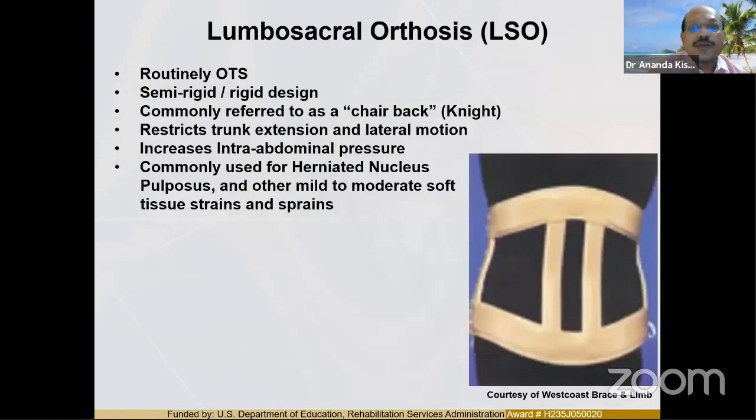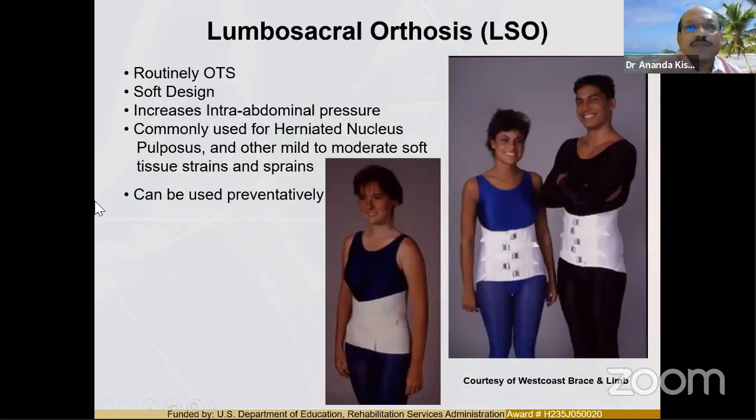Lumbocervical orthosis. You can see here this lumbocervical orthosis. This is a semi-rigid variety. It may be a belt or a corset, depending on how much stiffener can be used on the back. If the stiffeners can be used, that can be used as a belt. Otherwise, it may be used as a corset.